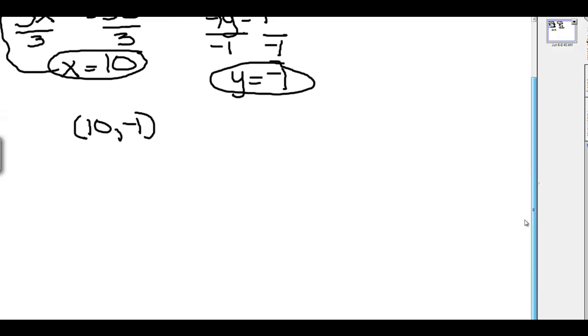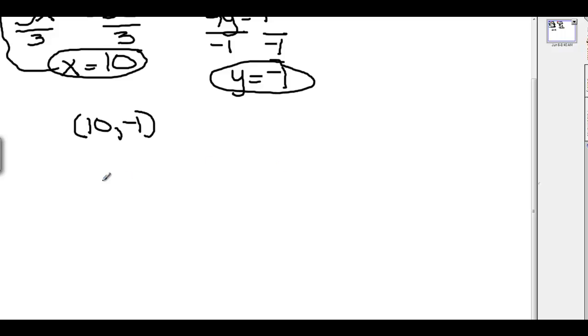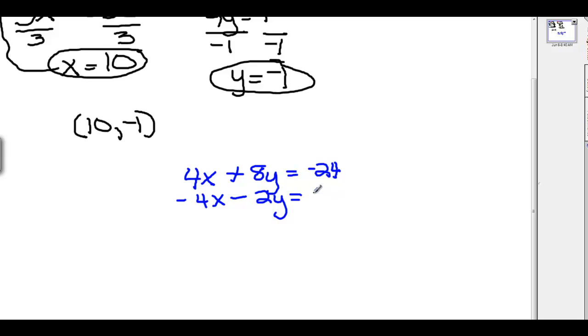Now I'm going to bring this down a little bit, and I'm going to look at one more example in this set, and it's going to be (4x plus 8y equals -24) and -4x minus 2y equals -12.